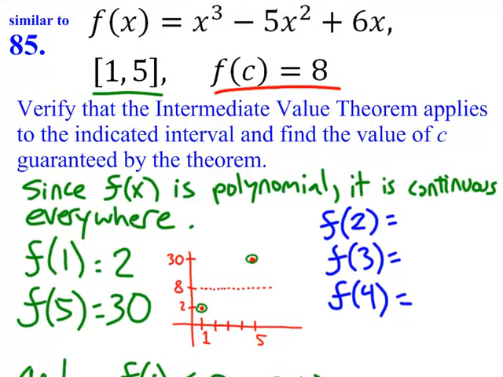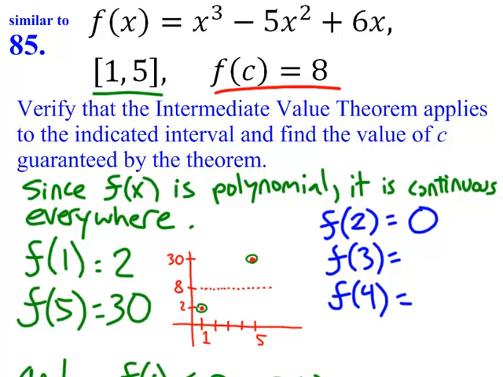So again, little mental math here. F of 2 is 8 minus 20 plus 12. So 8 minus 20, negative 12, plus 12, that's going to give us 0. So it turns out there is a 0 on this interval after all, even though that's not what we're looking for.